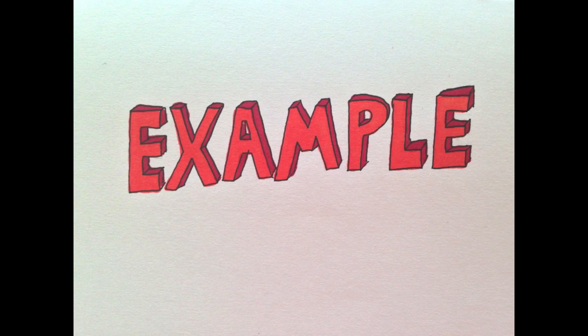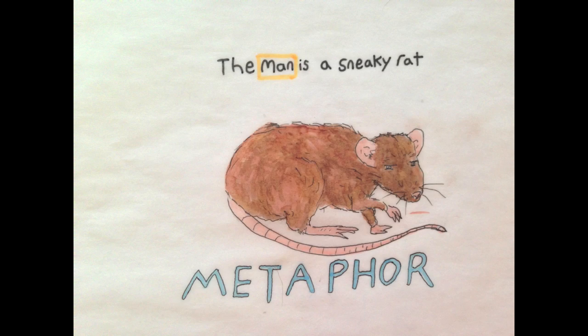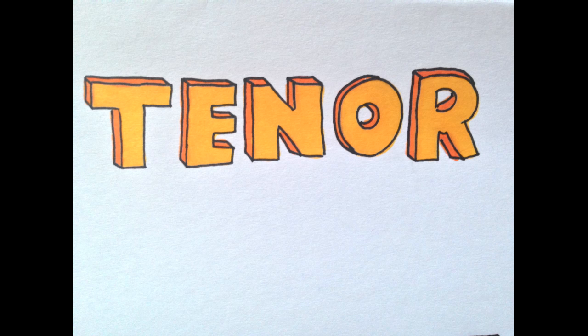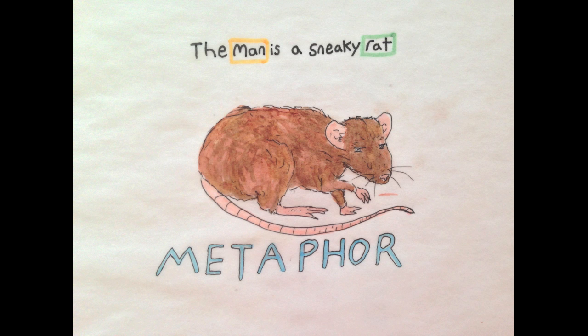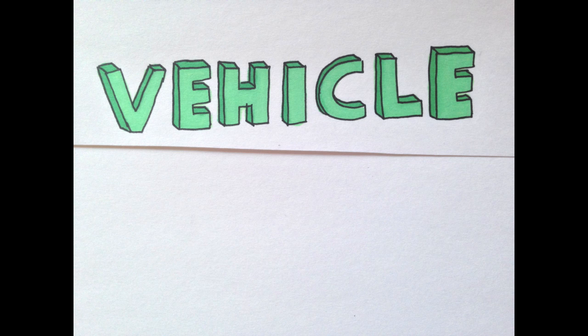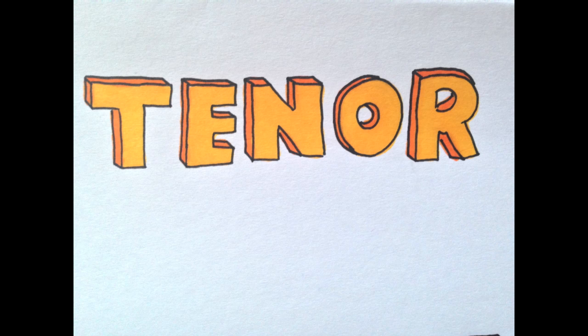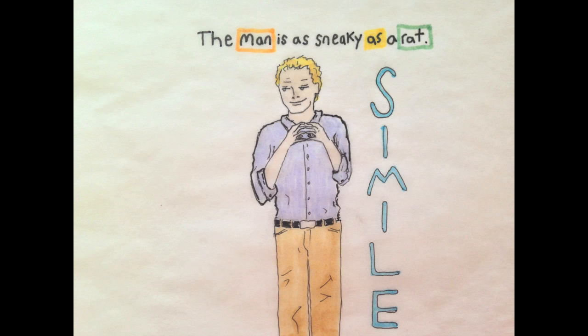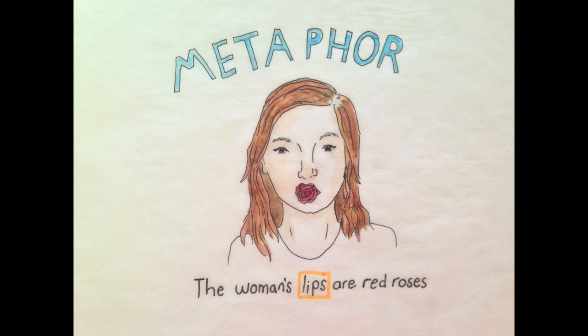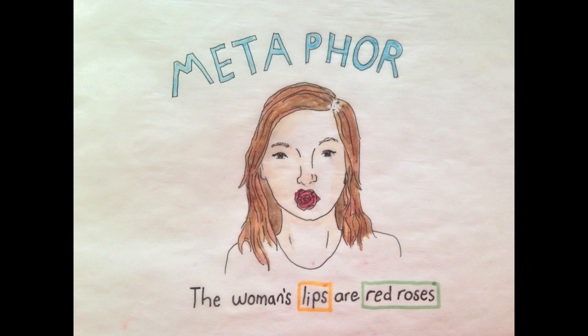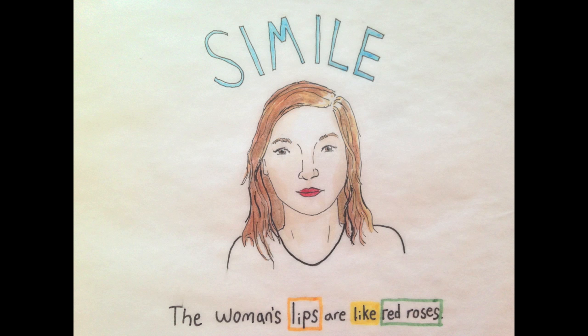Let's go back to some of our earlier examples to better illustrate the difference between tenor and vehicle. In our sneaky rat man example, the man is the tenor of the comparison, whereas the rat would be considered the vehicle. The same is true in the simile. The man is the tenor, and the rat is the vehicle. In our first example, the woman's lips are what would be considered the tenor, whereas the red roses are called the vehicle. And it's the same as a simile as well.